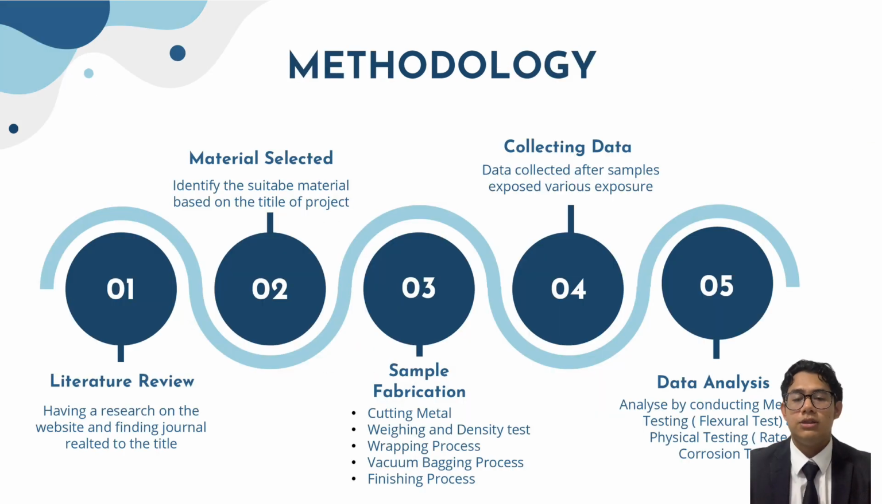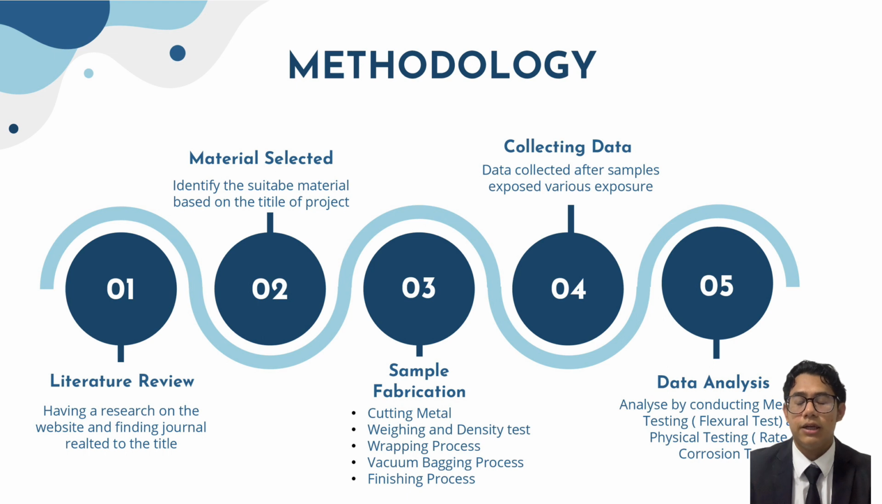Let's move to methodology. There are 5 steps of methodology for this project, the first one is literature review, where I have to do research on journals on the website that are related to the final year project title. And the second is material selection, where I have to identify the material that is suitable for the project.